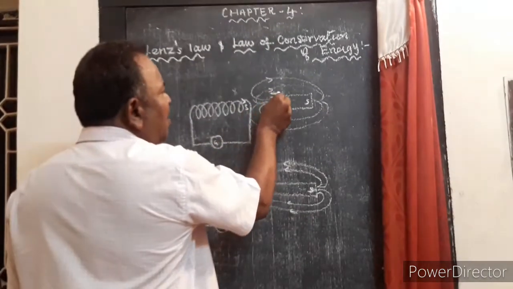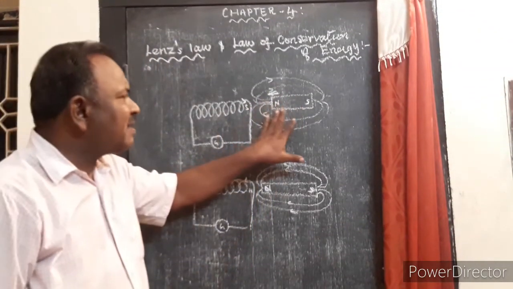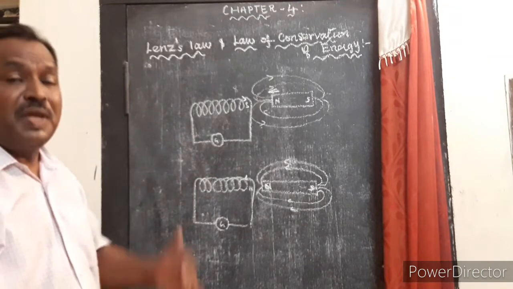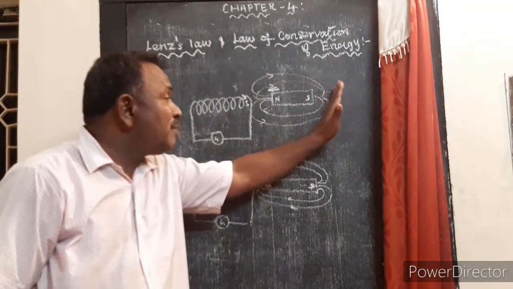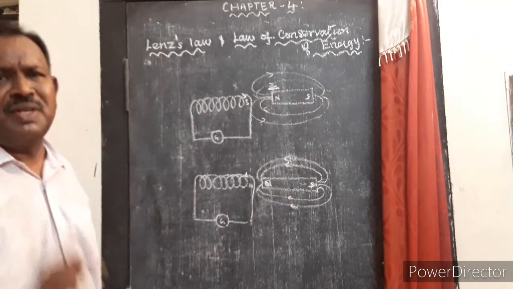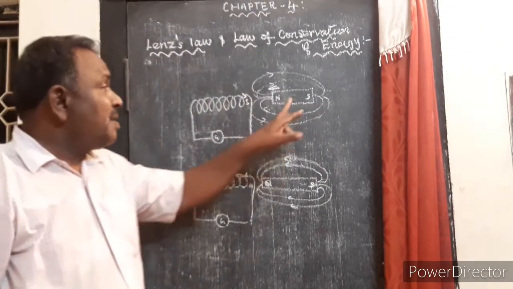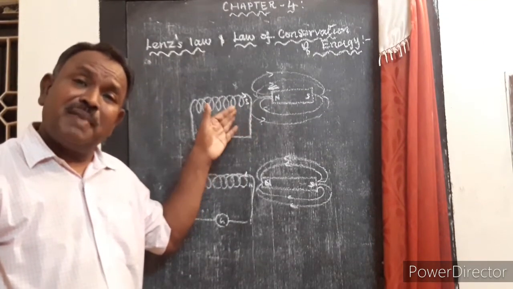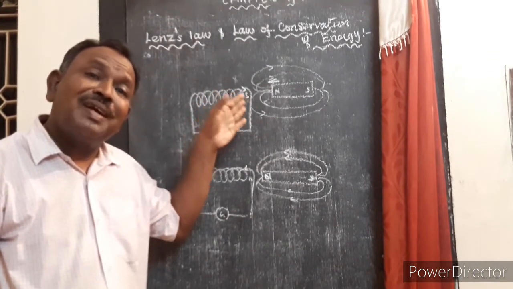Now consider, I am moving this magnet towards the coil. When I keep the magnet at rest, the magnetic flux linked with the coil will not change. So in order to change the magnetic flux linked with the coil, I have to move the magnet either close to the coil or away from the coil. Now I am moving this magnet close to the coil. The magnetic flux changes, so there is induced EMF, and because of the induced EMF, there is flow of induced current.